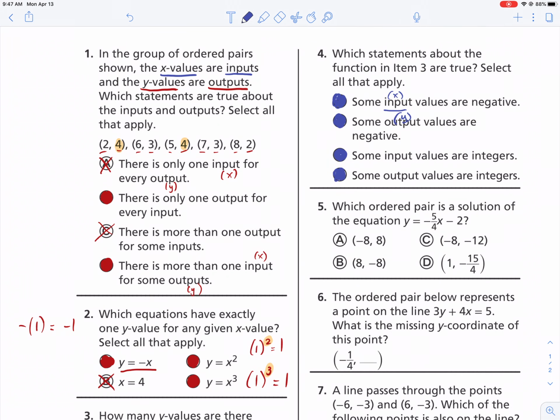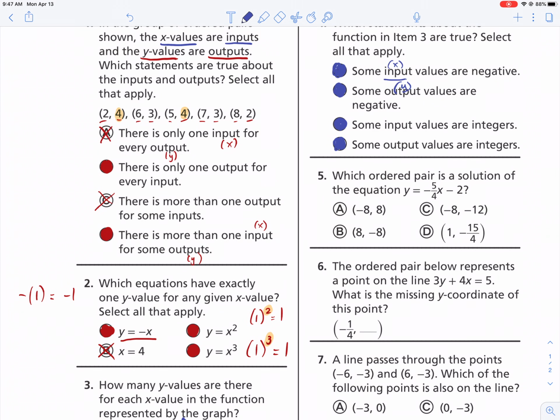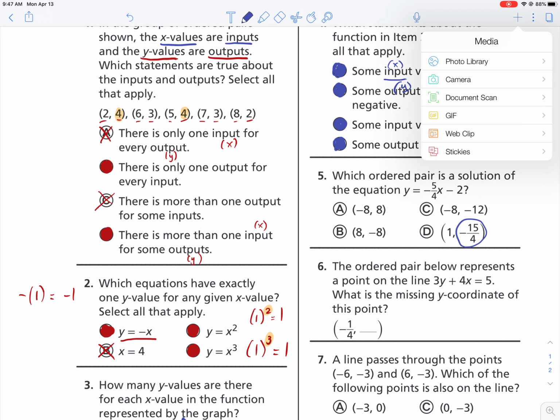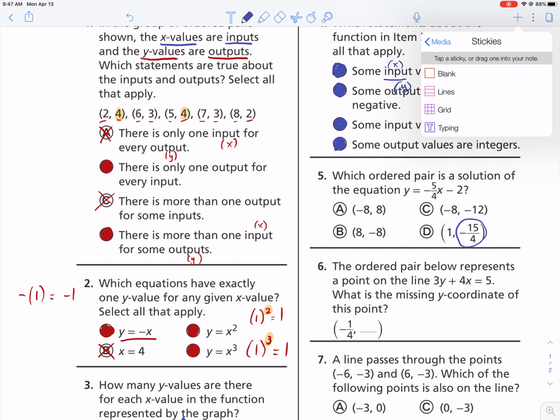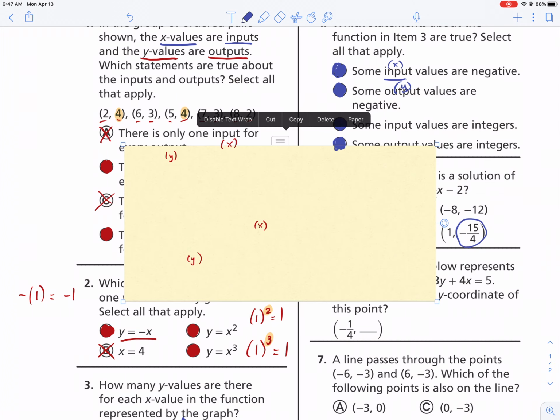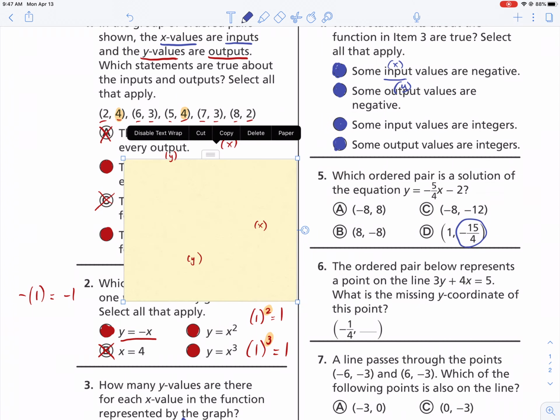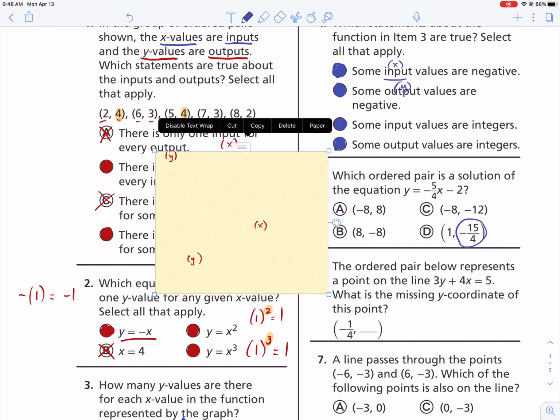Going to number 5, which ordered pair is the solution of the equation? Now you could go through and graph it to find it, but it might be a little hard to find on your graph. So we're going to plug in our x and our y values. So we're going to add another sticky note and see which one works. Let me erase some of these so we have some space.